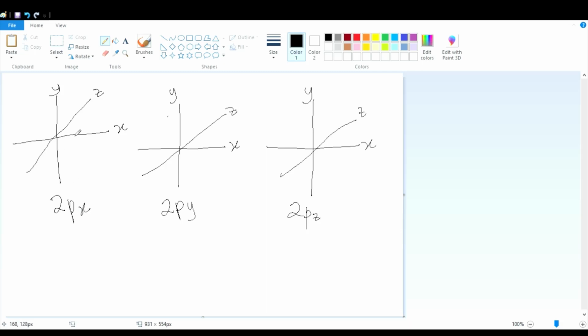So we find the x-axis and then we draw a dumbbell on the x-axis. This is not really beautiful. I'll try another one in y here. 2py is a dumbbell on the y-axis, and 2pz is a dumbbell on the z-axis. There you are.